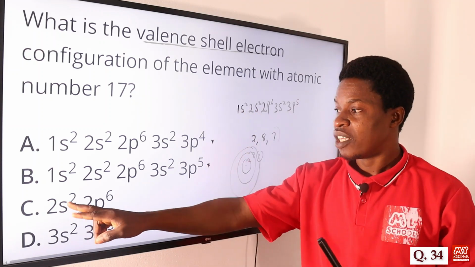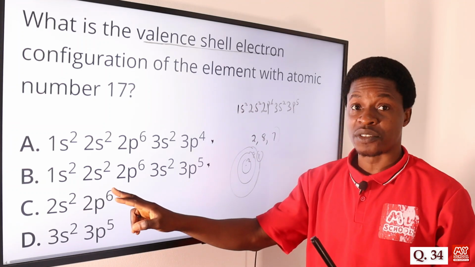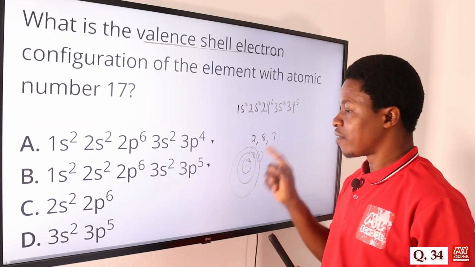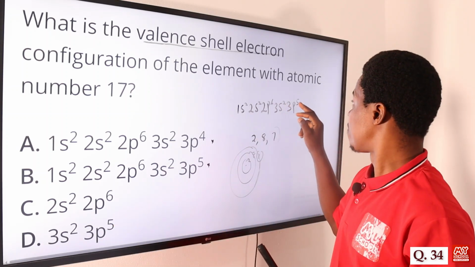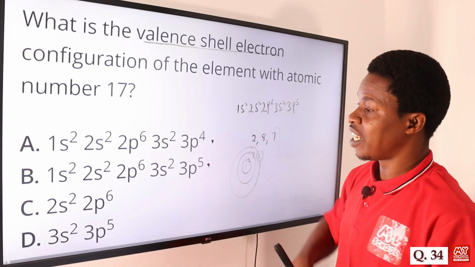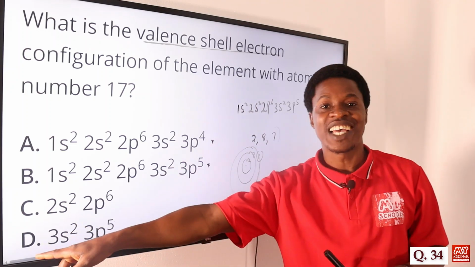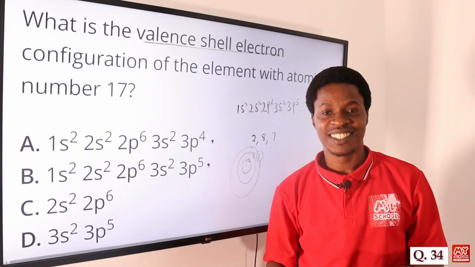Option C says 2 plus 6, that gives us 8, which is not 7. And option D says 2 plus 5. Of course, that is 7. So 2 plus 5, this aspect, that's the valence shell electron, which is 7. So the correct answer is option D.